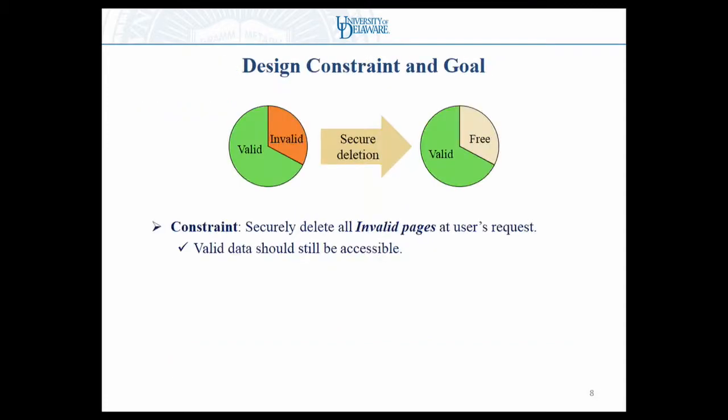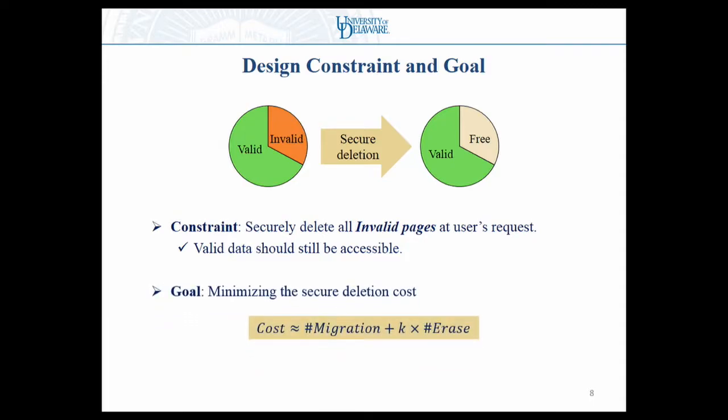So our goal here is that we want to securely delete all the invalid pages at user request, not whenever the disk wants it. And then we want to make sure that valid data is still accessible to the user. And the actual goal is that we want to minimize the cost of this operation. Remember in the previous slide, when we do the garbage collection, we have to move all the valid data, which is the migration of the valid data across the disk. And then we have to erase something. Here we have a k, an integer, which shows that erase is much more costly than migration.